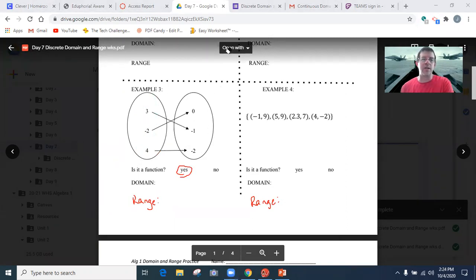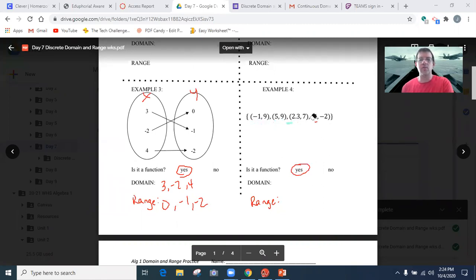All right, so what's the domain? Okay, well, what are the x's right here? So the x's are 3, -2, and 4. And just these are your x's. And then what are the y's? 0, -1, -2. All right, over here, is this a function? So we got -1, 5, 2.3, and 4. Yes, that is a function.